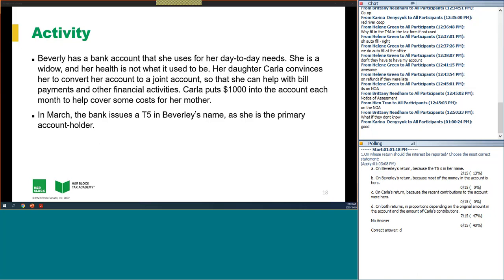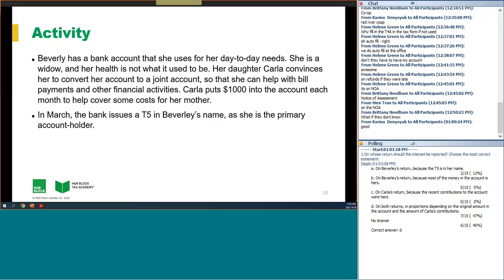So I would now, at this point, need to say, all right, let's find out how much money was in the account before Carla put money into it. Remember, Carla has now probably put about $12,000 in, so that's a significant amount. We're going to see what the proportion realistically is, and we're going to split out the interest from the T5, put some of it on Beverly's return and some of it on Carla's return. So from a real world perspective, this is something we need to be doing.